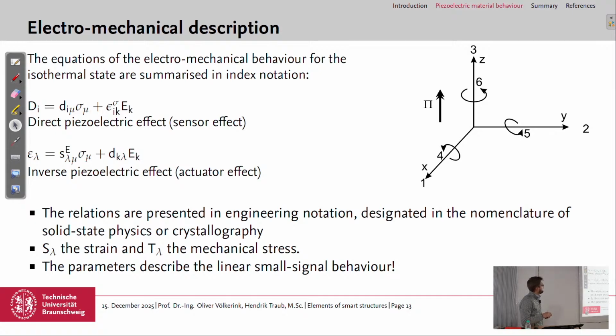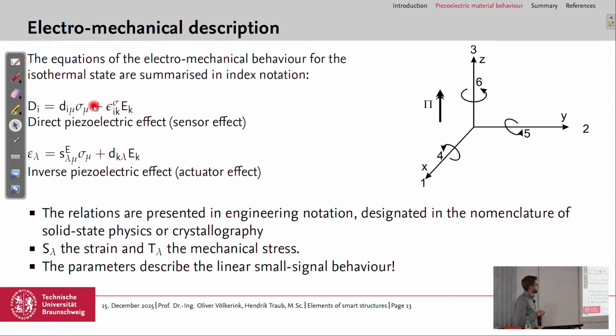So now we have two equations for the electromechanical behavior of the isothermal state, summarized in the index notation. So we have the charge displacement from the mechanical stress and the electrical field, the direct piezoelectric effect. And we have the equation from two slides before, the strain from the external mechanical stress and also from the electrical field, which describes the inverse piezoelectric effect, so the actuator effect.